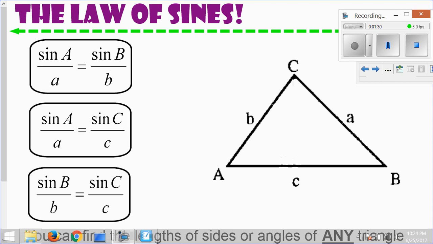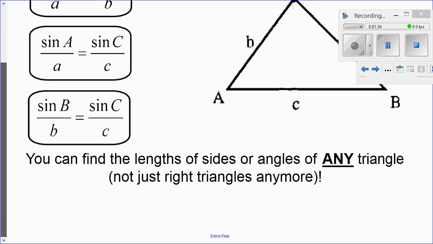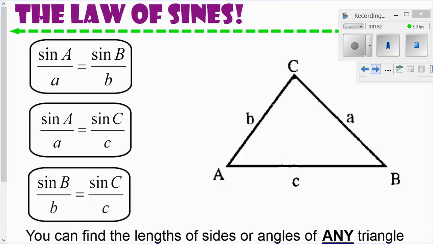So the nice thing about the law of sines is that we can use it to find lengths of sides or angles of any triangle, not just a right triangle. So the trig ratios were great, except they were only useful in right triangles. The law of sines can be used in any triangle. So let's see how the law of sines works.